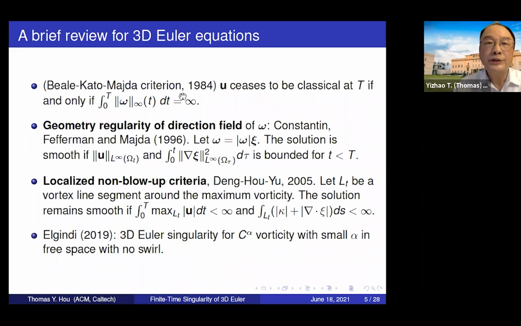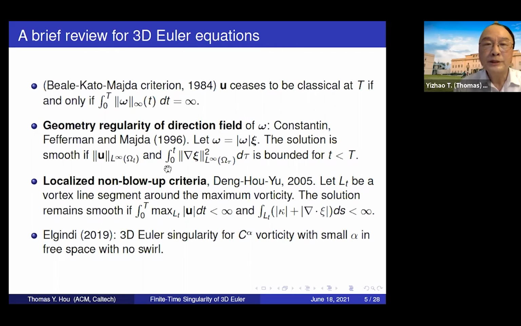For the Euler equation, there are a number of criteria for non-blow-up. The well-known one is due to Beale-Kato-Majda in 1984. Basically it says the vorticity has to blow up. Moreover, the maximum norm of the vorticity in space is not integrable in time.